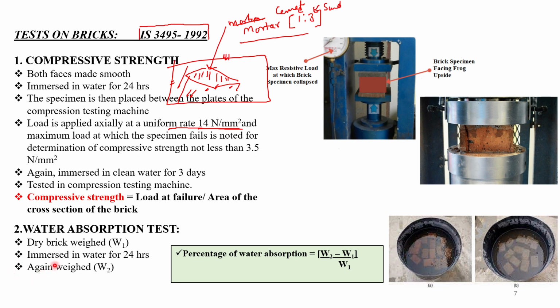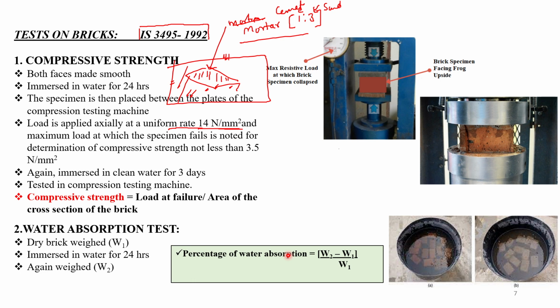Okay, then this brick will be put in water for 24 hours. After 24 hours, we will take the brick out of water and we will clean the surfaces of the brick. And within 3 minutes, we will take the weight of the wet brick. Okay, so dry weight and wet weight. So the change in weight will be the water absorbed by the brick, divided by the initial weight or weight of the dry brick, multiplied by 100. So we will get the percentage of water absorbed.